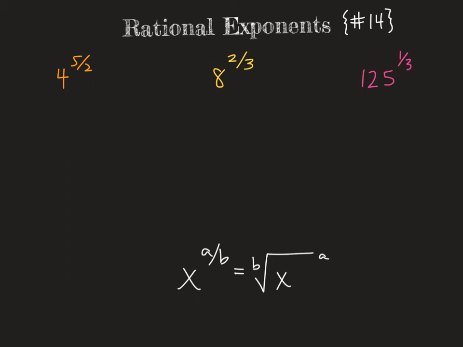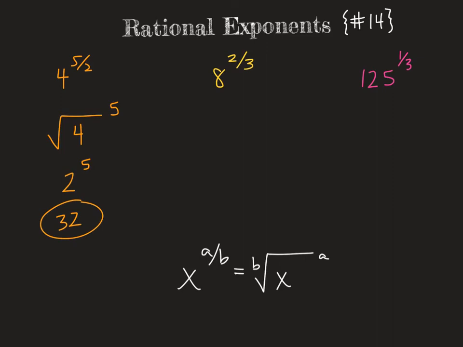4 is our base, and we are taking a second root of it, or a square root. So we're taking the square root of 4. You don't need to write the 2 here. We automatically assume it's a square root if you don't put a 2. And then we're going to take that to the 5th power. Okay, so the square root of 4 is 2. 2 to the 5th is 32.